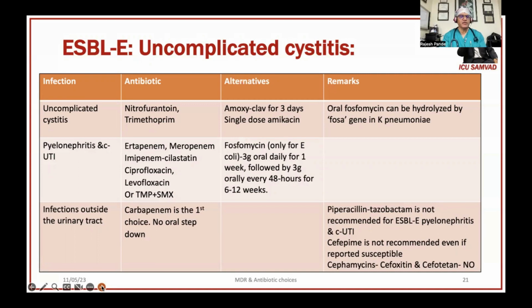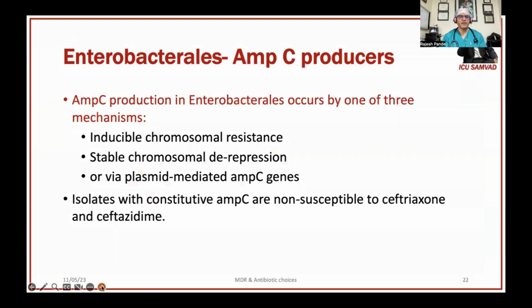Infections which are outside the UTI, they are of concern to us, like the bloodstream and the VAP. Carbapenem remains the first choice. There is no oral step down here. And we also need to understand that for pyelonephritis and complicated UTI, piperacillin-tazobactam is not recommended. Cefepime is not recommended, even if it shows susceptibility. Cephamycins, like cefoxitin and cefotetan, are also not recommended.